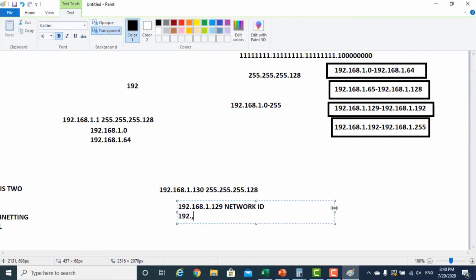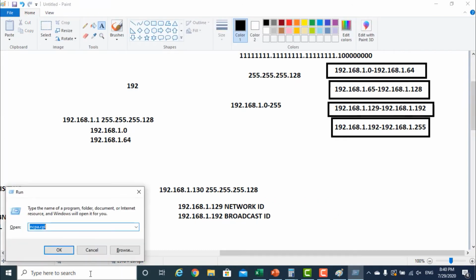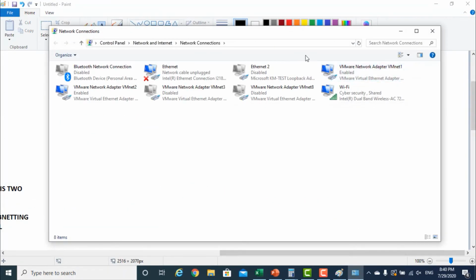Okay, so 192.168 and my broadcast ID, 1.192. Are you getting it? I hope you understand this well. So when I assign an IP address like this in my computer... see guys, our IP assignment is after finishing the explanation of all these concepts, we will go and do some IP assignment in our computer. Also you can do this in your computer if you have.